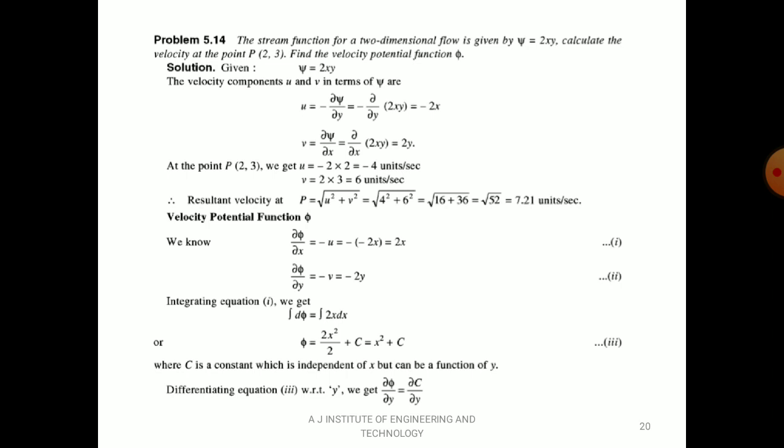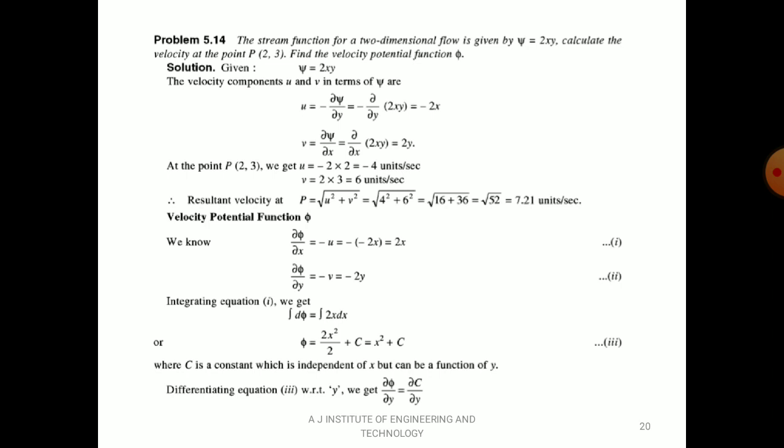The resultant velocity at P (2, 3) is equal to the square root of u square plus v square, that is the square root of 4 square plus 6 square, that is root 52, which equals 7.21 units per second. Now the first point is over, that is, calculating the resultant velocity at P (2, 3). The remaining thing is to find the velocity potential function phi.